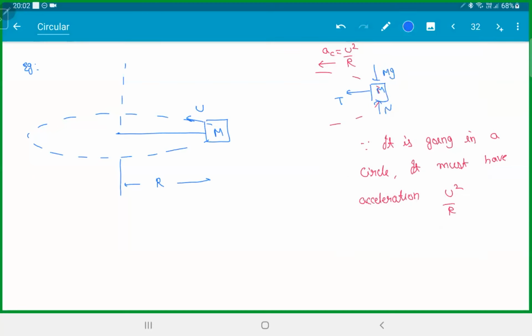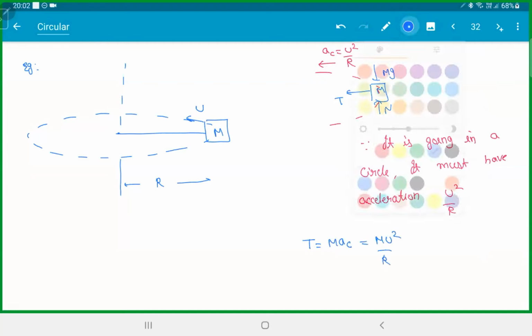Step 3, resolve the forces along the x and y axes. So tension is equal to mass into acceleration, which is mu²/r. Solve the equations. Done. The only new thing you learned in this chapter, uniform circular motion, is that you have to put a = u²/r. Other than that, everything else is laws of motion only. Are you clear? The 4 steps in FBD: draw an FBD, define accelerations, write the equations, and solve. So in uniform circular motion, you will get this step called acceleration toward the center.